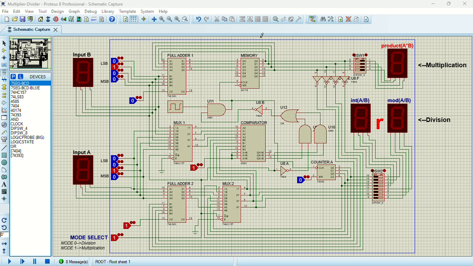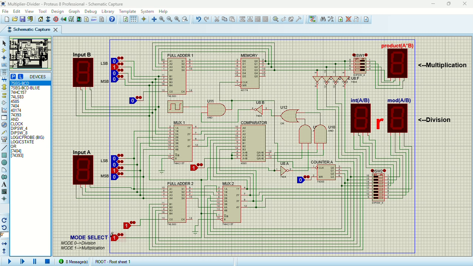So here we have a 4-bit multiplier and divider circuit. What the circuit basically does is take two inputs, input B and input A, and compute the product of A and B as well as the quotient of A and B based on the mode selected. Mode 0 means division and mode 1 means multiplication.